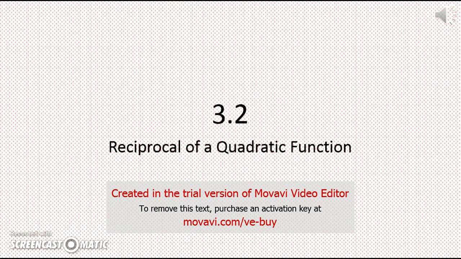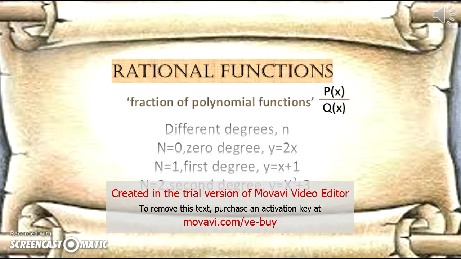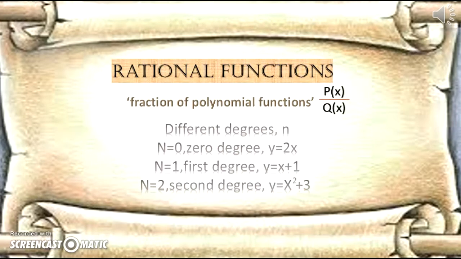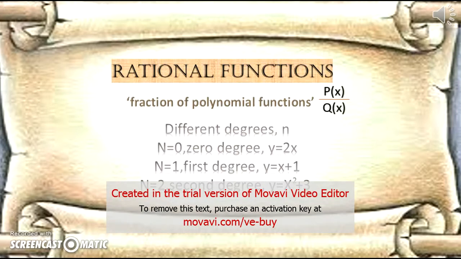Now let's talk about 3.2, reciprocal of a quadratic function. This is the rational function. What are rational functions? A rational function is a fraction of polynomial functions. Rational functions have different degrees like 0, 1, 2.